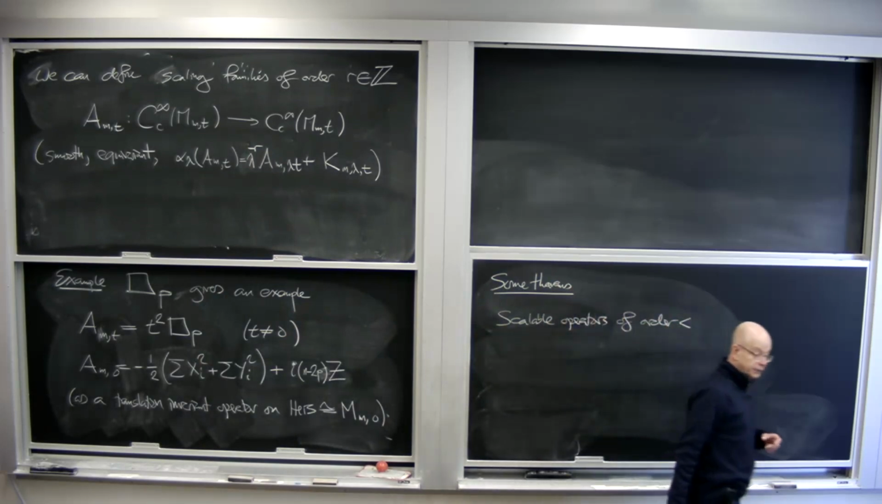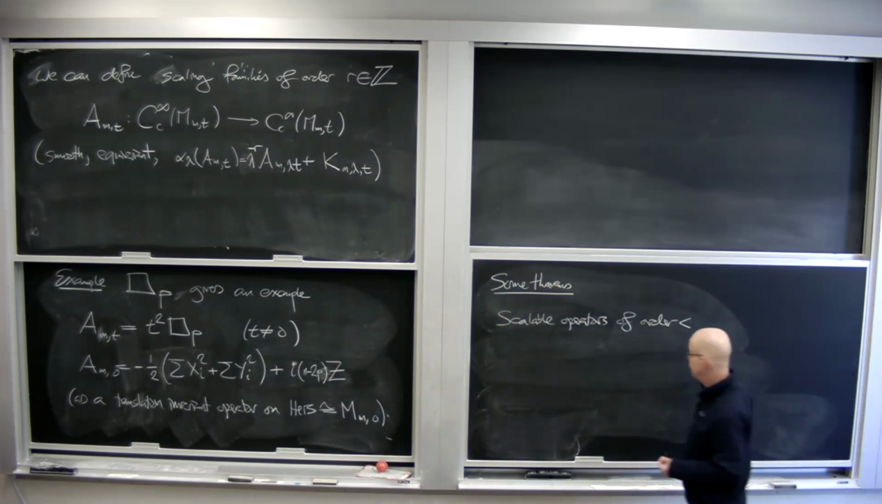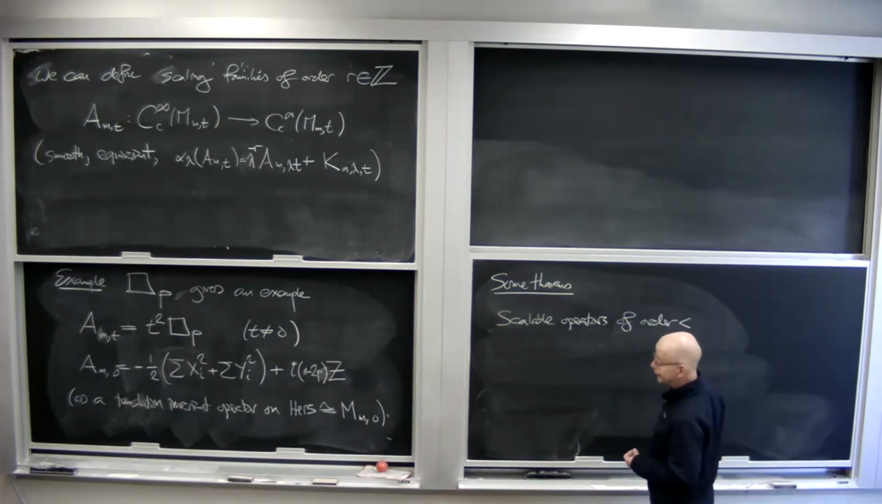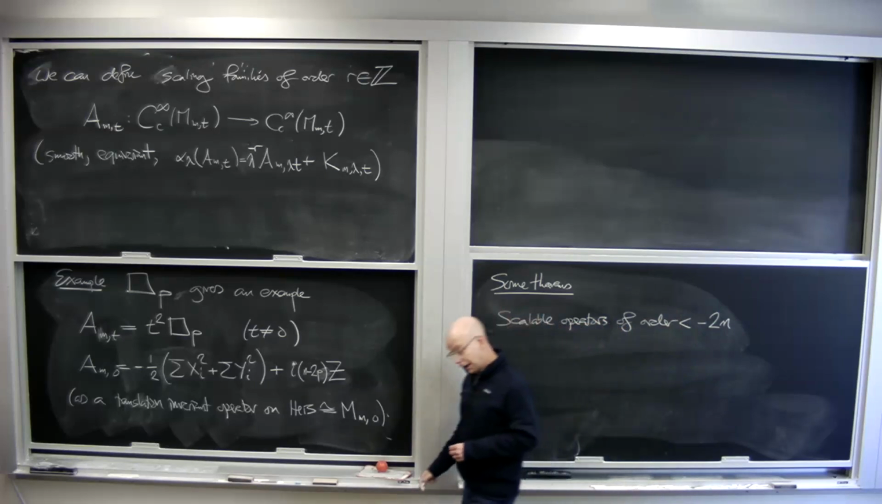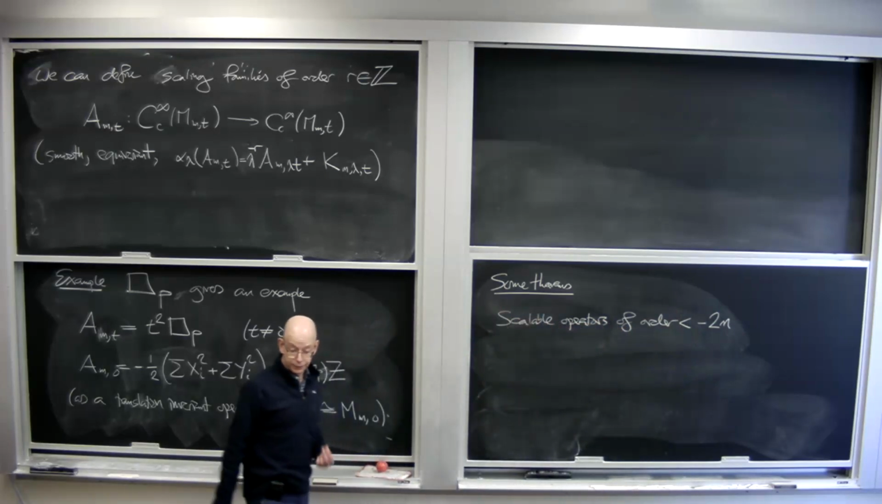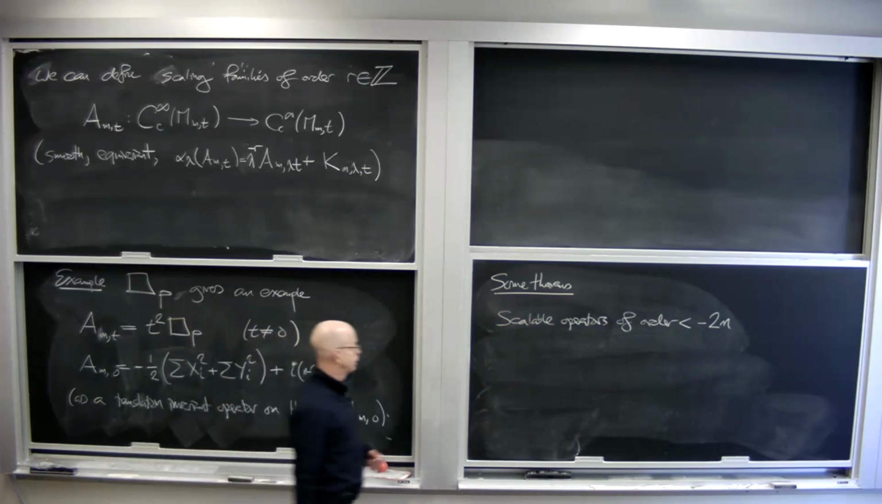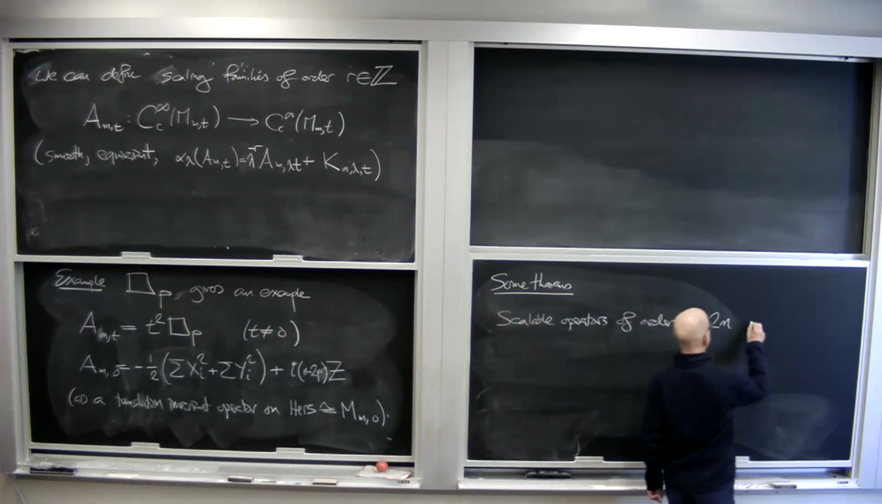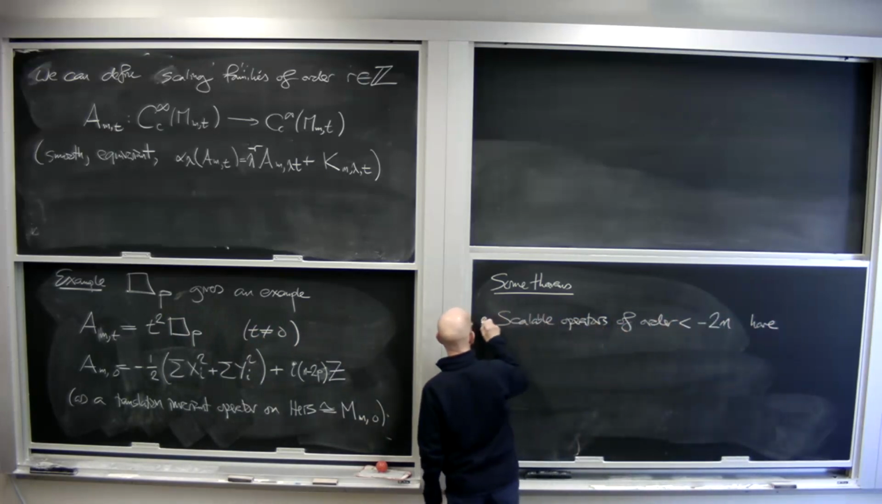If you have an operator which is of sufficiently negative order, and the sufficientness of the negativity is a little bit interesting, it's actually minus 2n. So this is minus 1 more than the dimension of the underlying manifold, which is 2n minus 1. Such operators have continuous integral kernels.